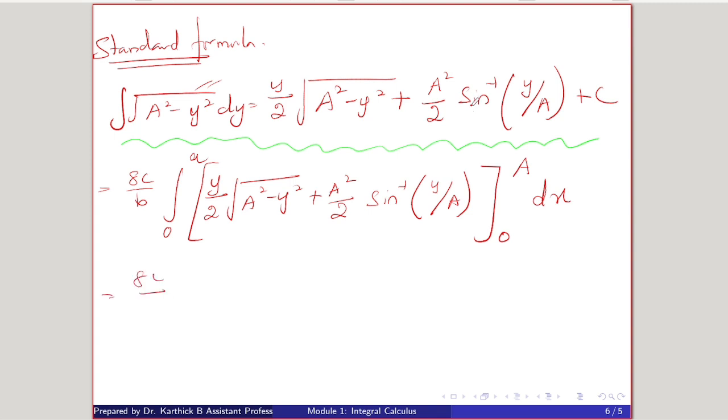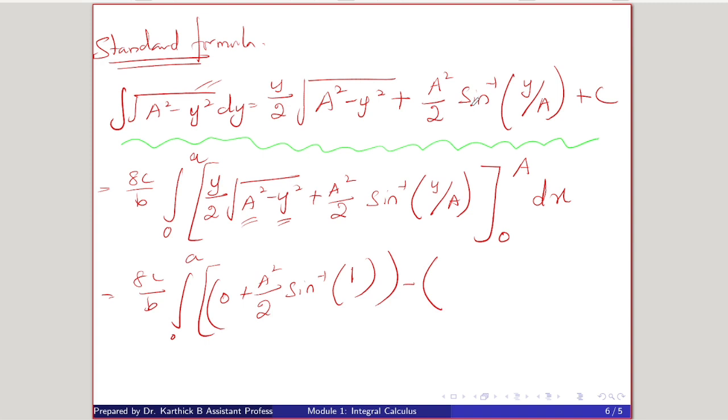So on the next step, 0 to a, if I apply the upper limit, simply in the place of y I have to apply the upper limit. A square minus a square becomes 0. Then here sine inverse, the remaining a square by 2 will be there. Sine inverse of a by a, it becomes 1. So the upper limit is over.